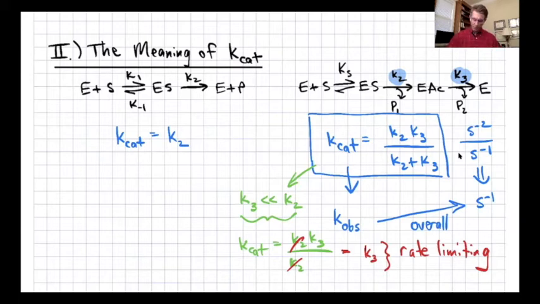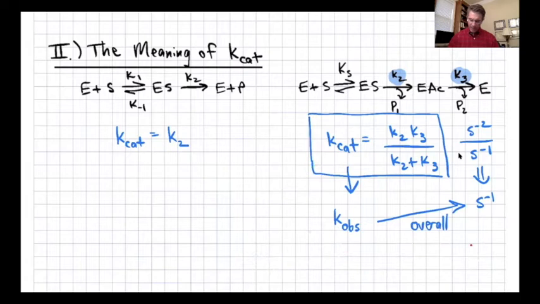But when that's not true, when you don't have any single step that's rate limiting, you can no longer assign kcat to any individual step. Under those circumstances, it's a combination of this sort of form of all the first order rate constants. But as I said, it remains a unimolecular rate constant, because this is always the basic form one would get under the assumptions of steady state enzyme kinetics. Okay. Another couple things to think about with kcat.